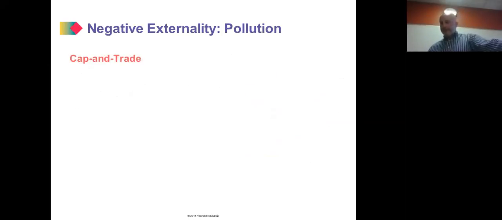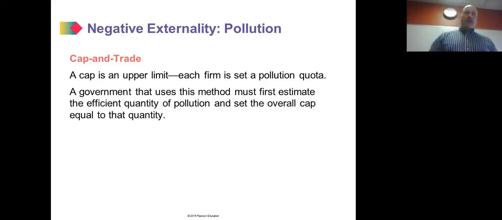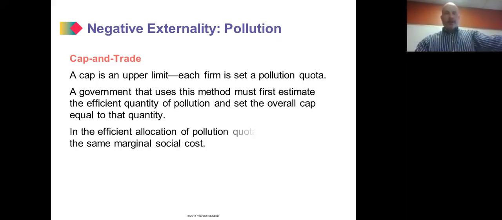Cap and trade. All right, let's talk about cap and trade. A cap is an upper limit. Each firm is set a pollution quota. A very good example that you see in cap and trade involves the automotive industry. A government that uses this method must first estimate the efficient quantity of pollution and then set the overall cap equal to that quantity. In the efficient allocation of pollution quotas, each firm has the same marginal social cost.